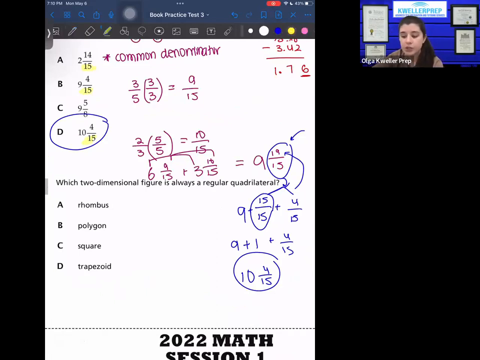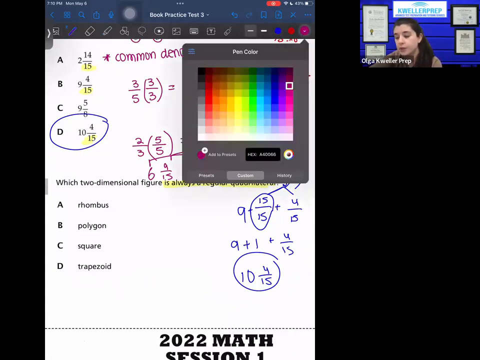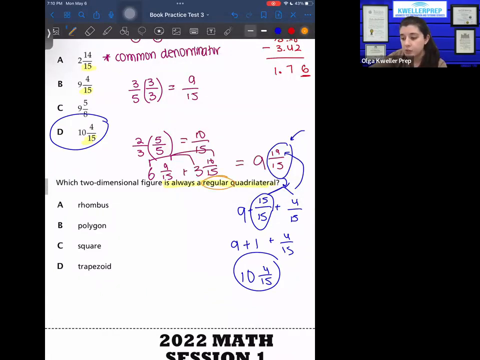Now, the next question says, which two-dimensional figure is always a regular quadrilateral? Always is a strong word in a question because almost nothing is always. So that's one thing to consider here. And the second thing to consider is this word regular. Who knows what it means to say that a shape is regular? What does the word regular mean?